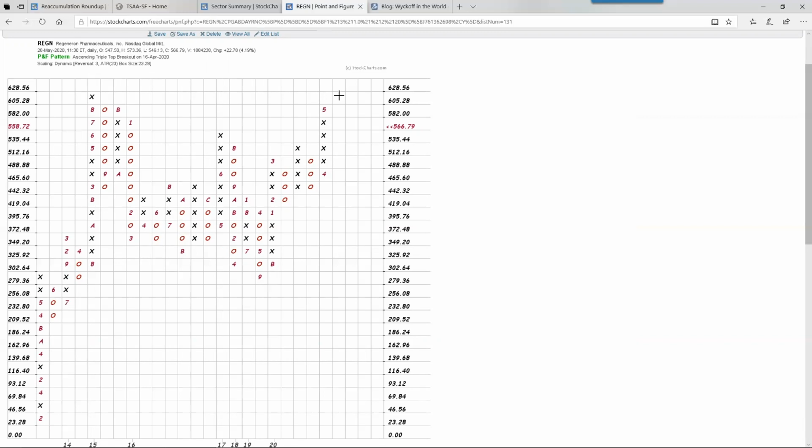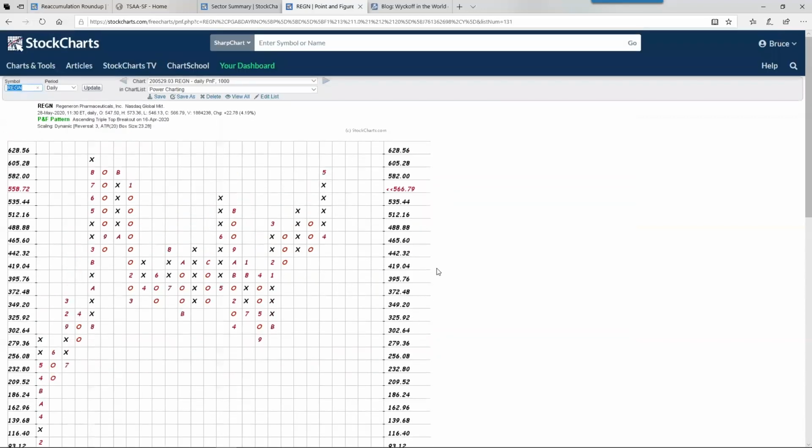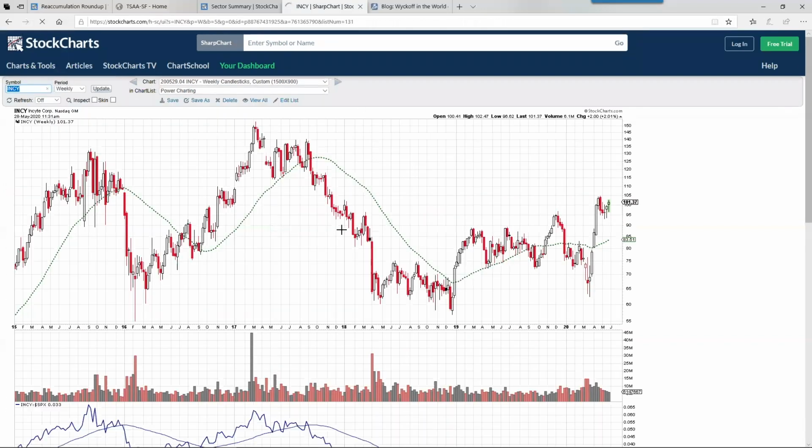It's getting very close. Probably needs to do some kind of a backup. We'll see if it stays in or climbs out of this area. But there is a huge count potential, and we've only counted part of it. So this is a very interesting setup in Regeneron.